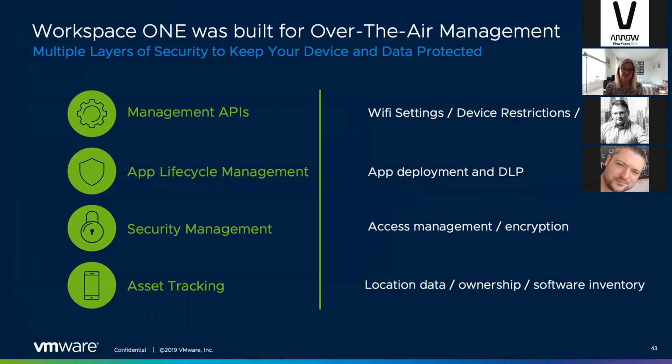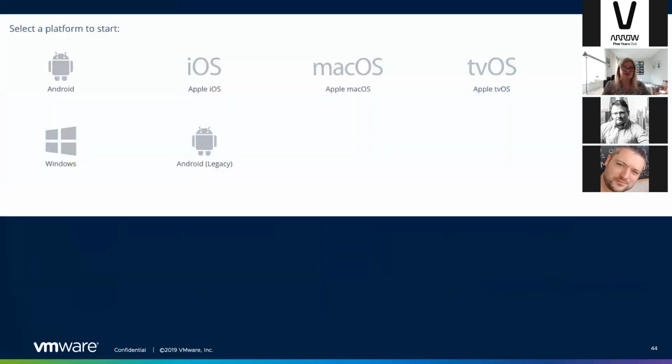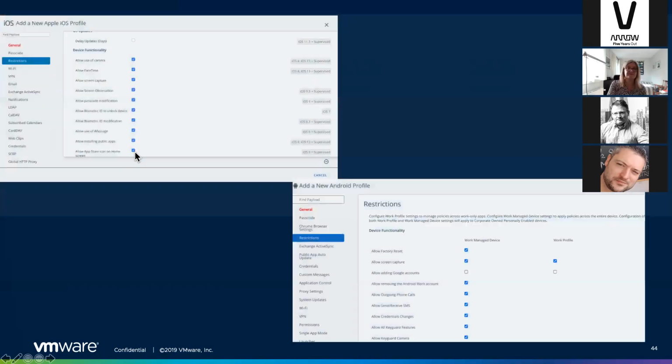And if we are to look at it just really quick, well, what you do is that you select a platform to start. It could be any of these platforms. These are the ones that are most commonly used: Android, Apple iOS, Mac, Apple TV, Windows Rugged, Windows, and Android Legacy. And you will see in a minute that when we go into Windows configuration, you will actually have different options in there. So if we look at iOS and what it looks like to add a new profile and put restrictions on, this is what it looks like.